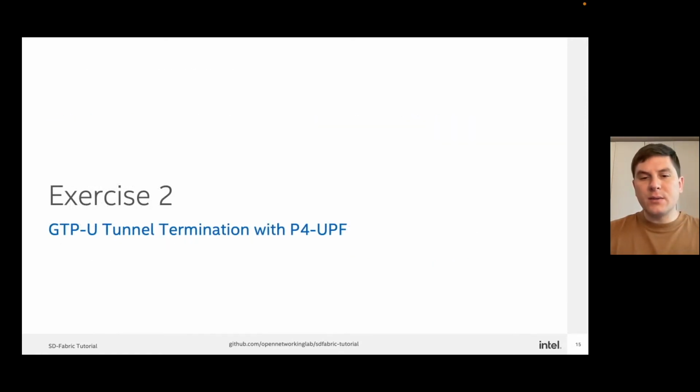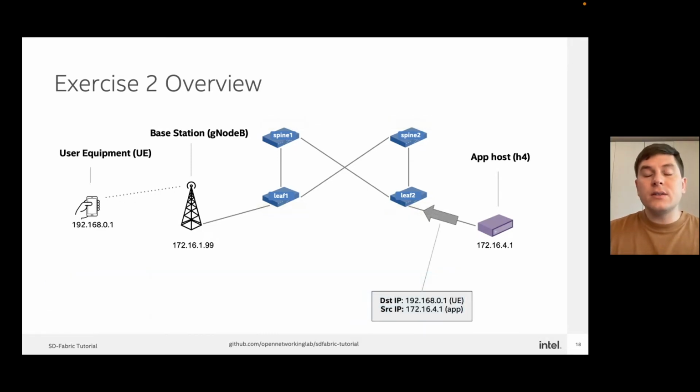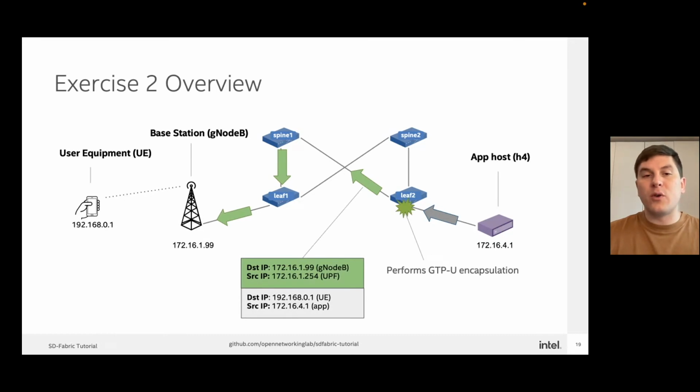All right, let's move to the hands-on part. In exercise 2 of this tutorial, we're going to use the same leaf spine topology of the previous exercise. In this case, we're going to focus on only two hosts. We have an emulated base station, or gNodeB in 5G terminology, and an application host. In the exercise, we're going to generate downlink traffic from the application host with IP address 172.16.4.1 to the UE attached to the base station, where the UE has IP address 192.168.0.1. We will program the switches to perform the UPF function.